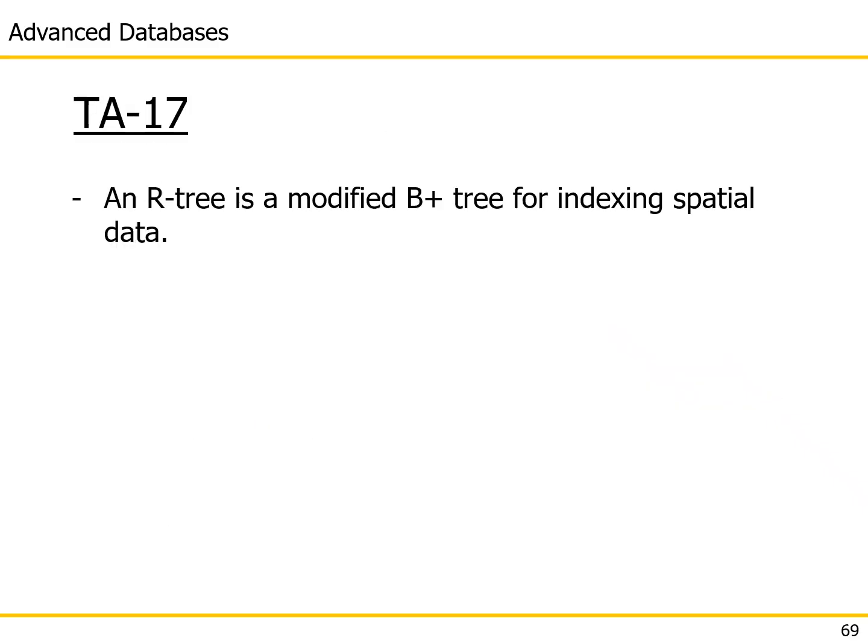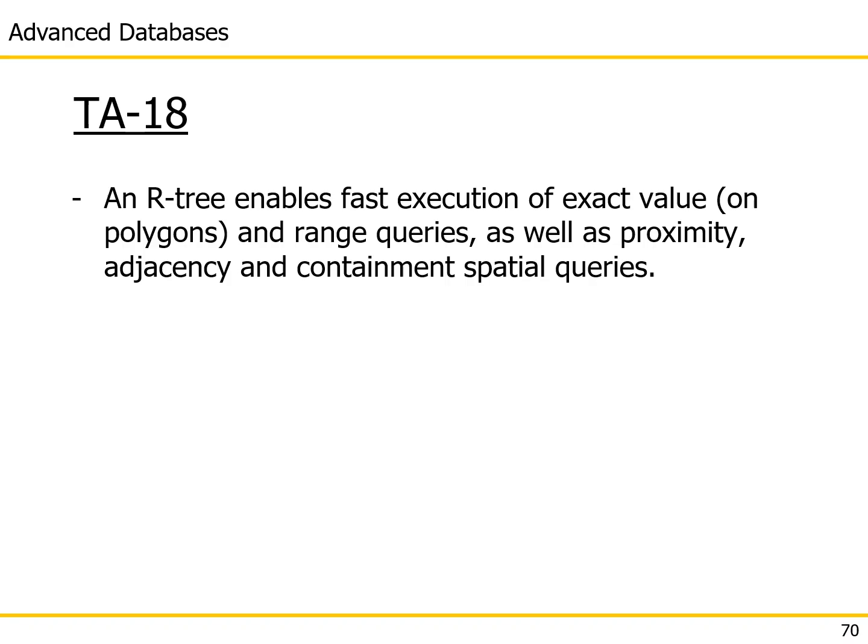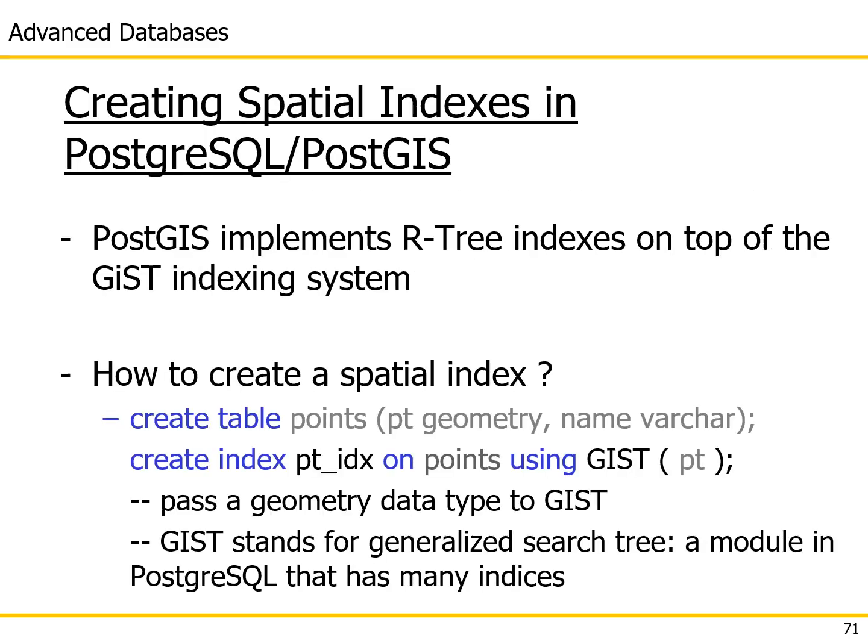So the takeaway here is that an R tree is a modified B plus tree for indexing spatial data. An R tree enables fast execution of exact value on polygons and range queries, as well as proximity, adjacency, and containment spatial queries. Now, how it is the case, you will see some examples in the tutorial, because the way that we are nesting things will enable us to calculate very fast the three basic operations that we need in the spatial world.